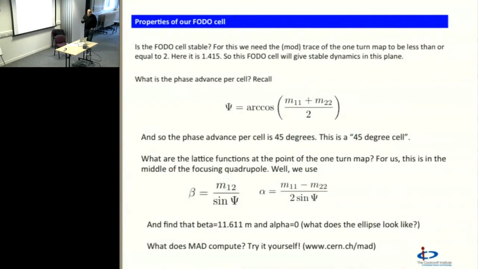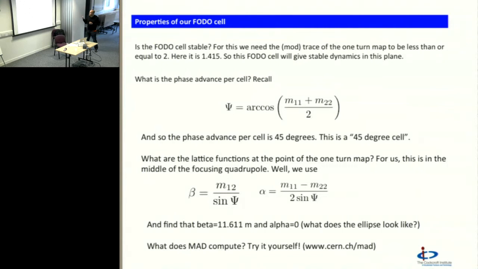So first question, is this photocell stable? I.e., can I just put a beam through it and have it oscillate many times through and just keep going through the same structure time and time again? We know what that means now. We know that's related to the trace of the one-turn map. So we found the one-turn map. We need the mod of the trace to be less than or equal to 2. Our trace is 1.415. So this gives you stable motion, i.e. it's got a real phase advance.